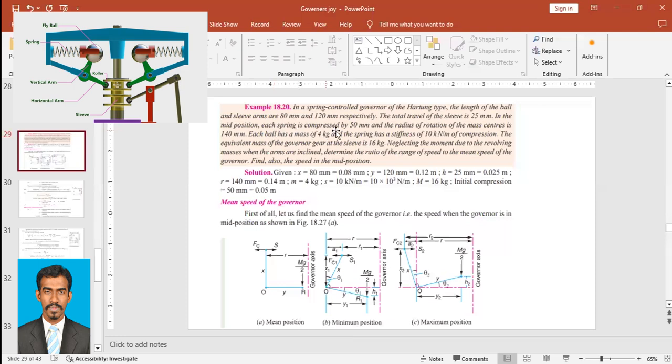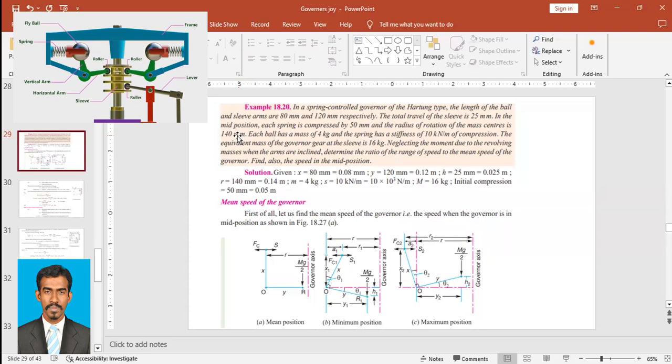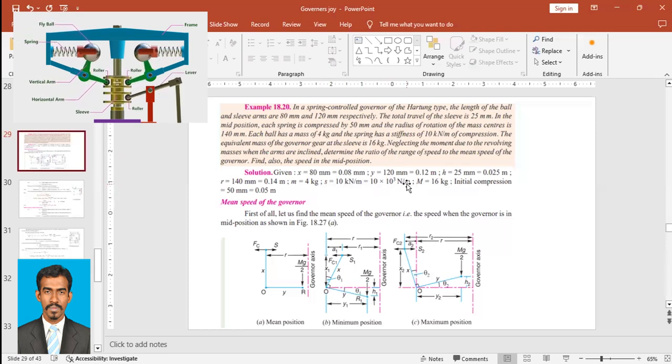In the mid position, each spring is compressed by 50 millimeter, so the initial compression is 50 millimeter. The radius of rotation of the mass center is 140 millimeter, that is R is equal to 140 millimeter. Mass of the ball is 4 kilogram. The stiffness of the spring is 10 kilonewton per meter, that is 10 into 10 power 3 newton per meter.